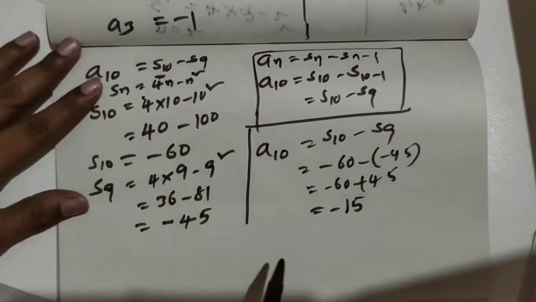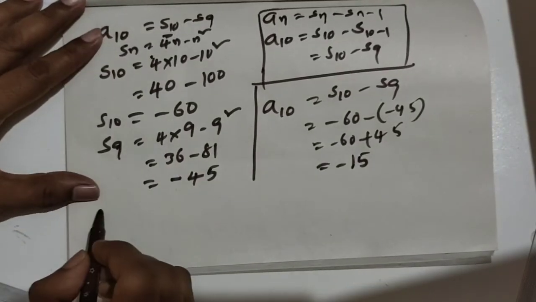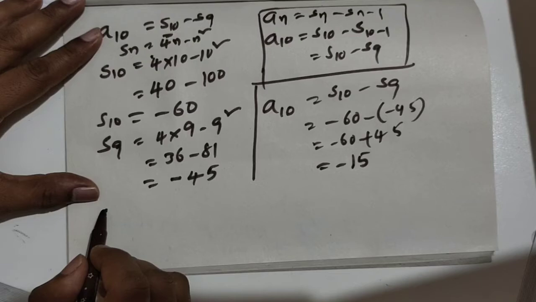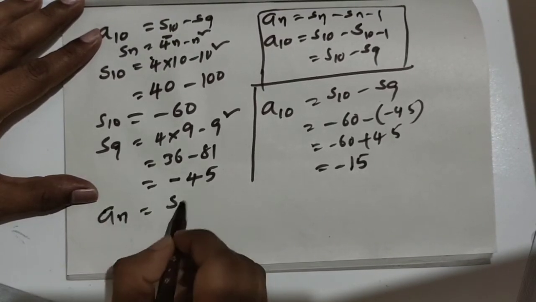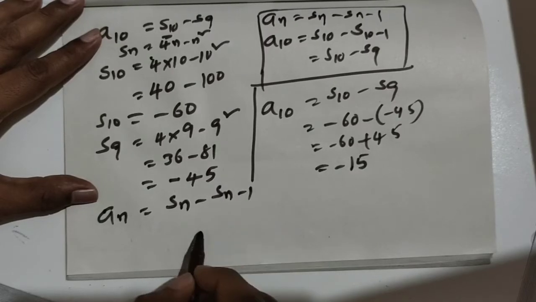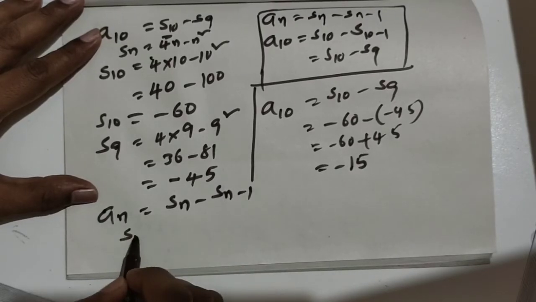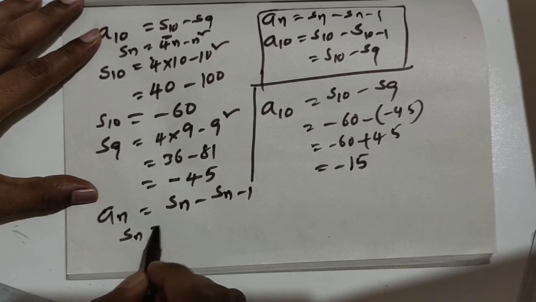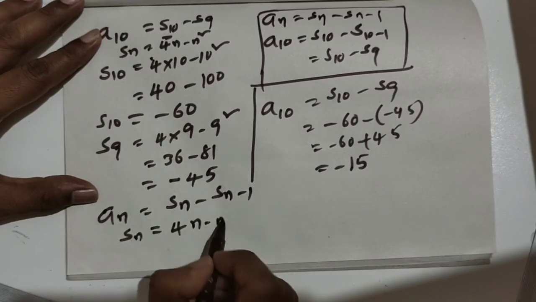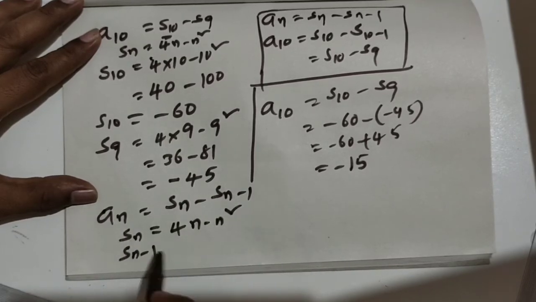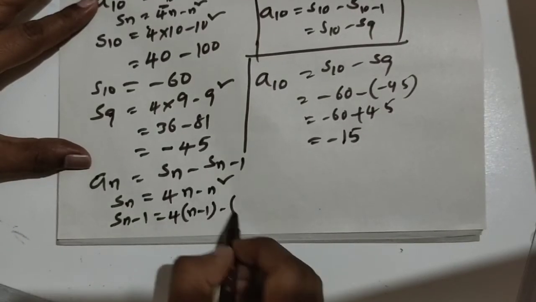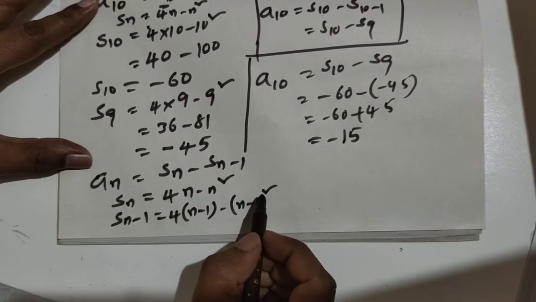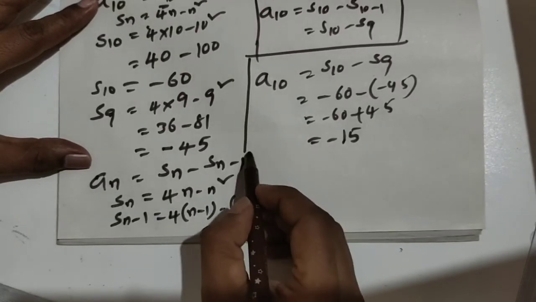Okay, and again we need to get Sn, the sum of n terms. So an means simply you can write it as Sn minus Sn minus 1. So already we have Sn. To get Sn minus 1, again substitute n minus 1 in place of n. That is 4 into n minus 1 minus n minus 1 whole square.